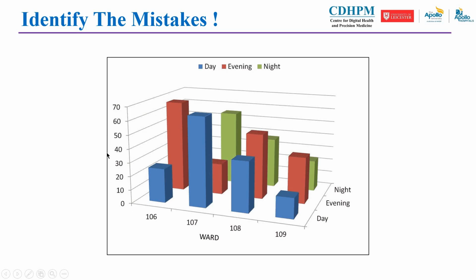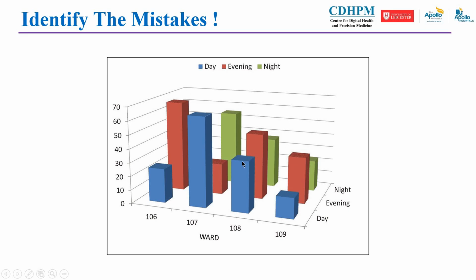So the axis title, the dependent variable, they have not expressed the title. So I do not know what they are measuring. I can understand that these are the ward numbers 106, 107, 108, etc. And this is day, evening and night. But I do not know what the y-axis is. So the axis title is missing.